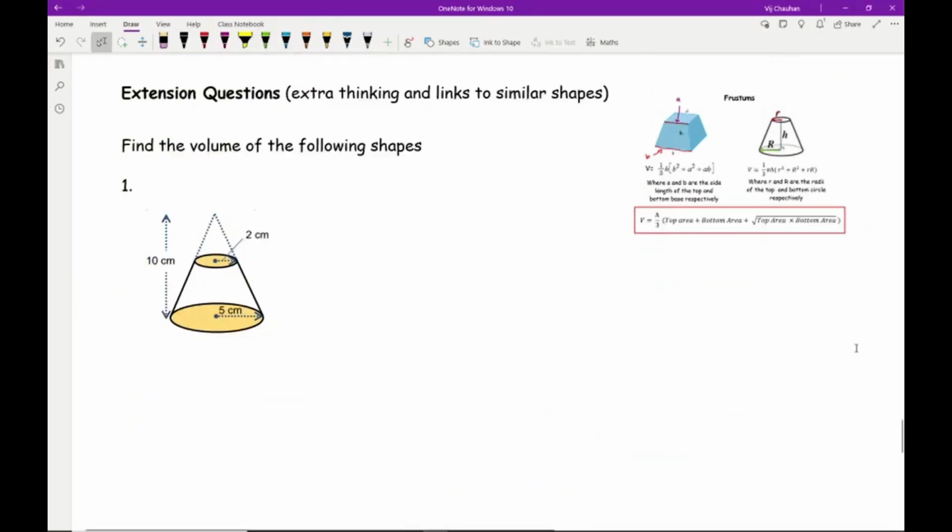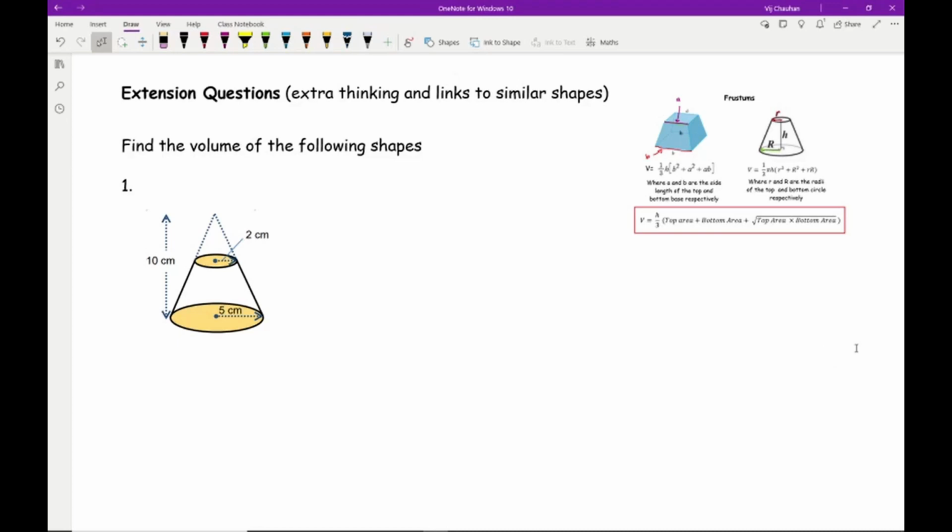Now the next thing we move on to are the extension questions. These you tend to find are going to be more circled around level 8 and level 9. So this is where you're combining several topics together to answer a more complex problem. Now the main difference between this and the previous questions that we've tried is, in this particular question we're missing the height of the frustrum.